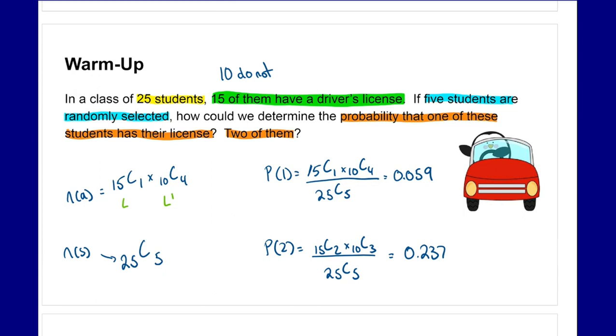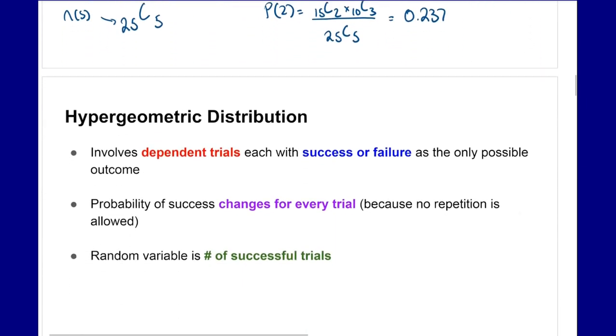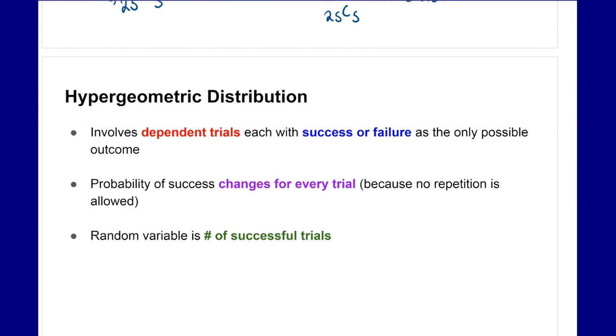And now if we wanted to, we could look at 3 people of the 5, 4, or all 5 of them having their license. So this idea here, this is an example of what a hypergeometric situation is, or distribution. So again, some key characteristics. Hypergeometric distribution involves dependent trials, each with a success or failure as the only possible outcome. So in the one we just looked at, they either had their license or they did not.